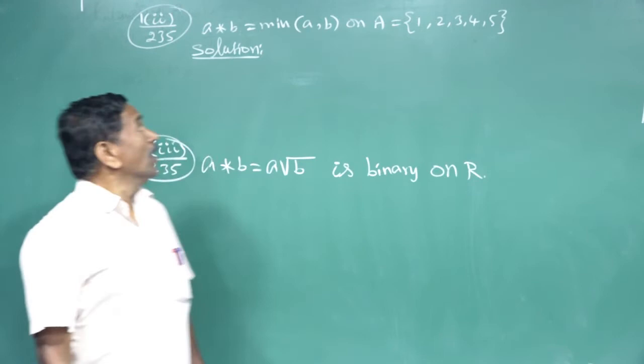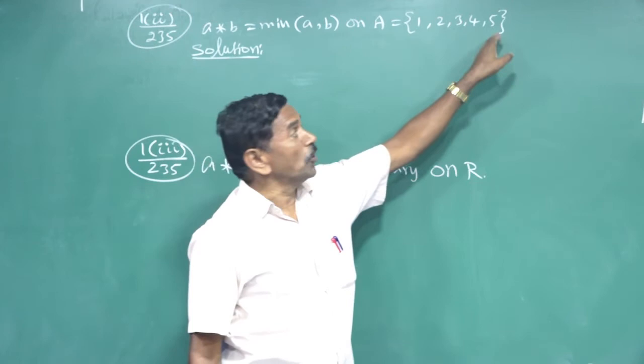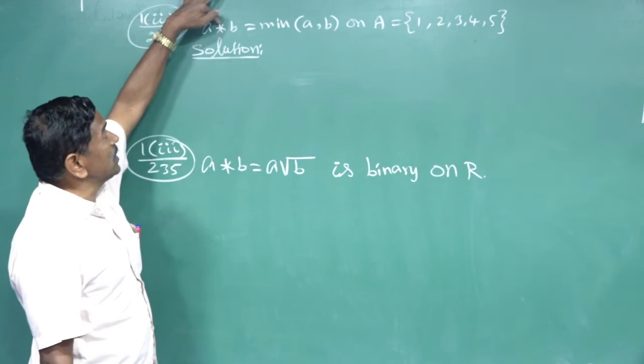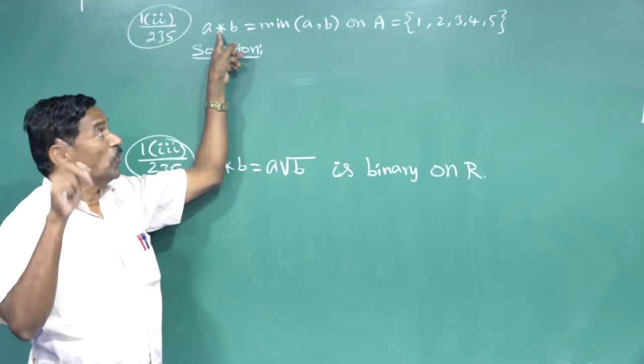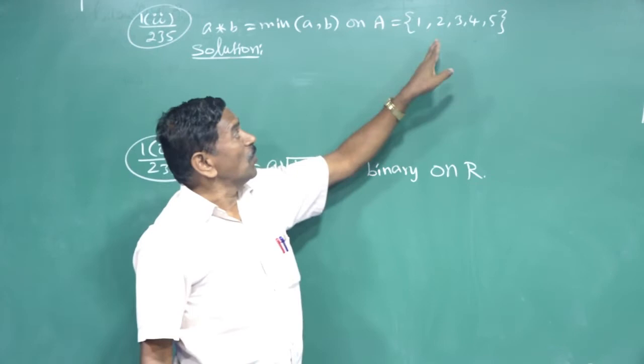Children, listen. Now the first topic, second subdivision: a star b is equal to minimum of a, b on the set A equal to {1, 2, 3, 4, 5}. The question is to determine whether star is a binary operation or not. The given condition is a star b equals minimum of a, b.